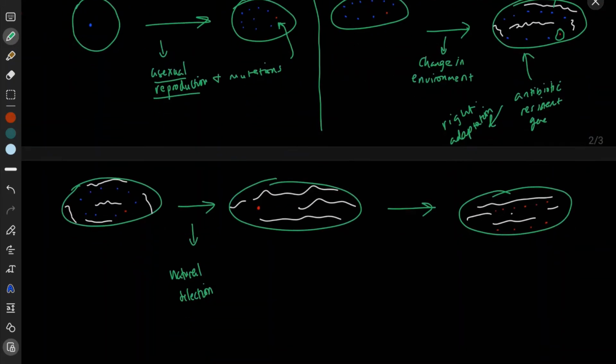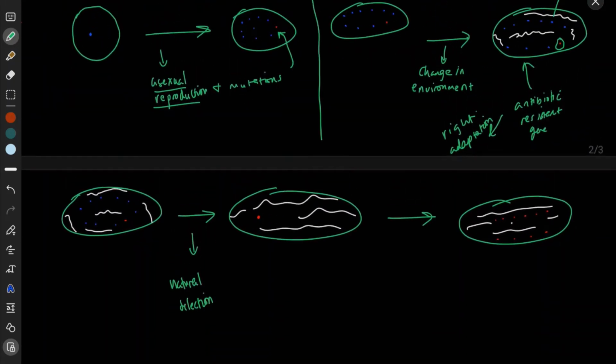So what's going to happen here? Well, what's going to happen is that, again, we're going to go from having all these different colonies to just this.